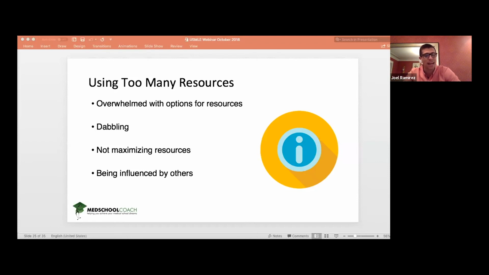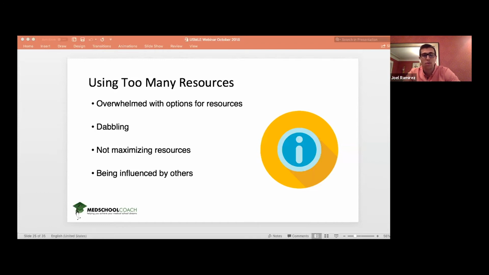So that leads to what we call dabbling: people dabbling in each resource, but not spending enough quality time with each one. When you dabble in each resource, you're really harming yourself. You're not able to maximize the resources that you're using. It would really help you to hone in on the handful of resources that work for you.